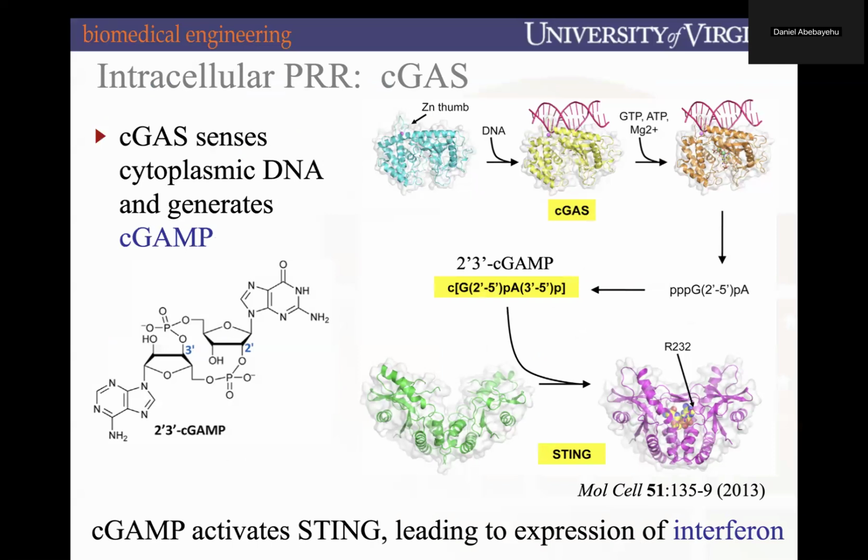This is the second to last, cGAS. So cGAS senses cytoplasmic DNA. Again, our DNA is typically within our nucleus. If there's DNA in the cytoplasm, that's a problem. It's coming from some sort of pathogen. So what ends up happening is that when cGAS binds to and senses DNA within the cytoplasm, it generates cyclic GAMP. Then cyclic GAMP activates a molecule called STING. STING leads to the expression of interferon. So the key thing to note here is that cGAS recognizes and senses cytoplasmic DNA. DNA shouldn't be in the cytoplasm there. These downstream events lead to the expression of interferon.